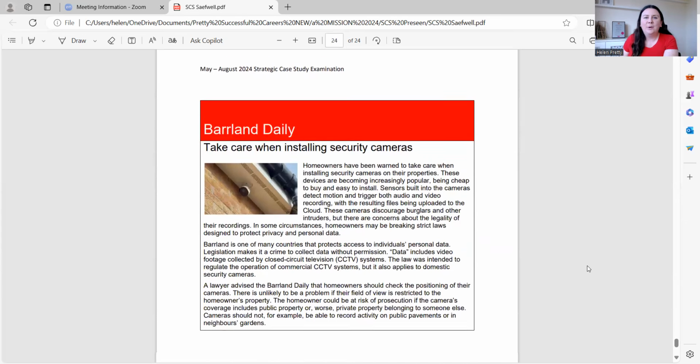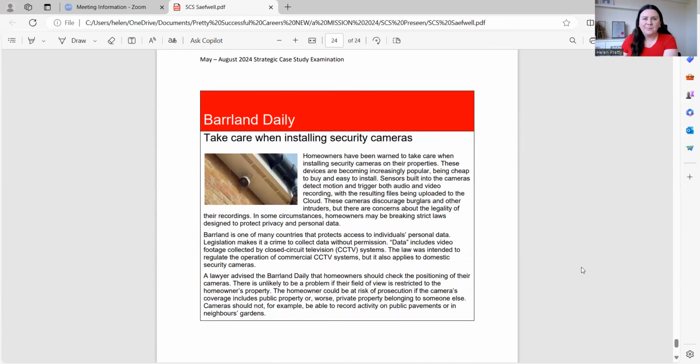On page 24, we have an article from the Berlin Daily. Take care when installing security cameras. Homeowners have been warned to take care when installing security cameras on their properties. These devices are becoming increasingly popular, being cheap to buy and easy to install. Sensors built into the cameras detect motion and trigger both audio and video recording, with the resulting files being uploaded to the cloud. These cameras discourage burglars and other intruders, but there are concerns about the legality of their recordings.